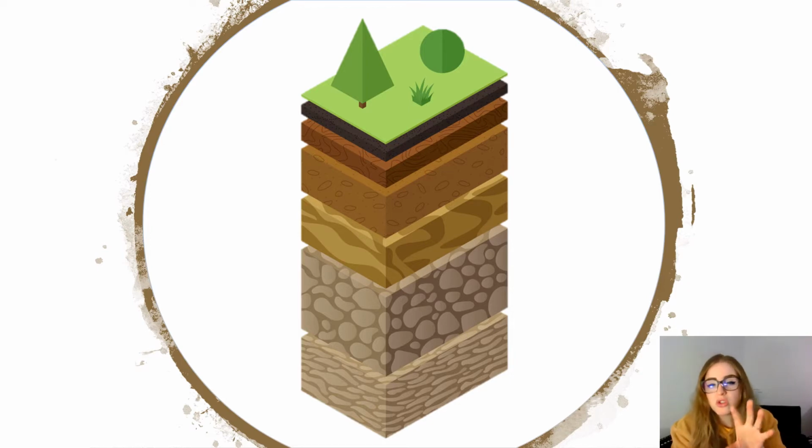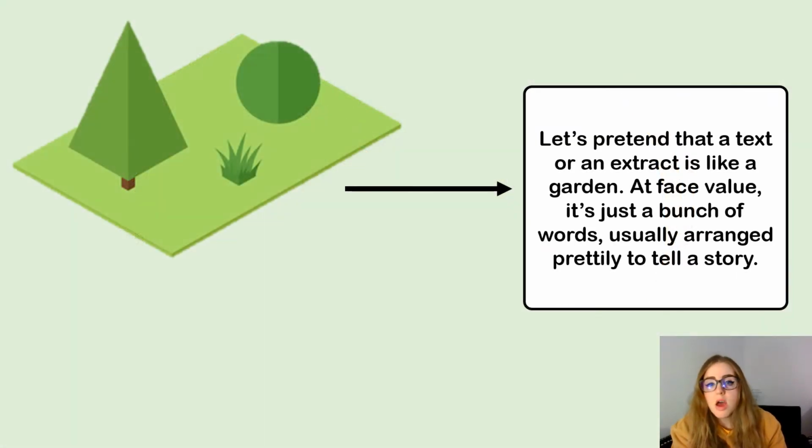But we're going to do it in quite a structured way. It's something that's quite easy to apply to lots and lots of different extracts. So to start off, we're going to see it at face value, so pretend it's almost like this garden. At face value it's just a bunch of words, usually arranged prettily to tell a story. So it's just this bunch of words, this extract.